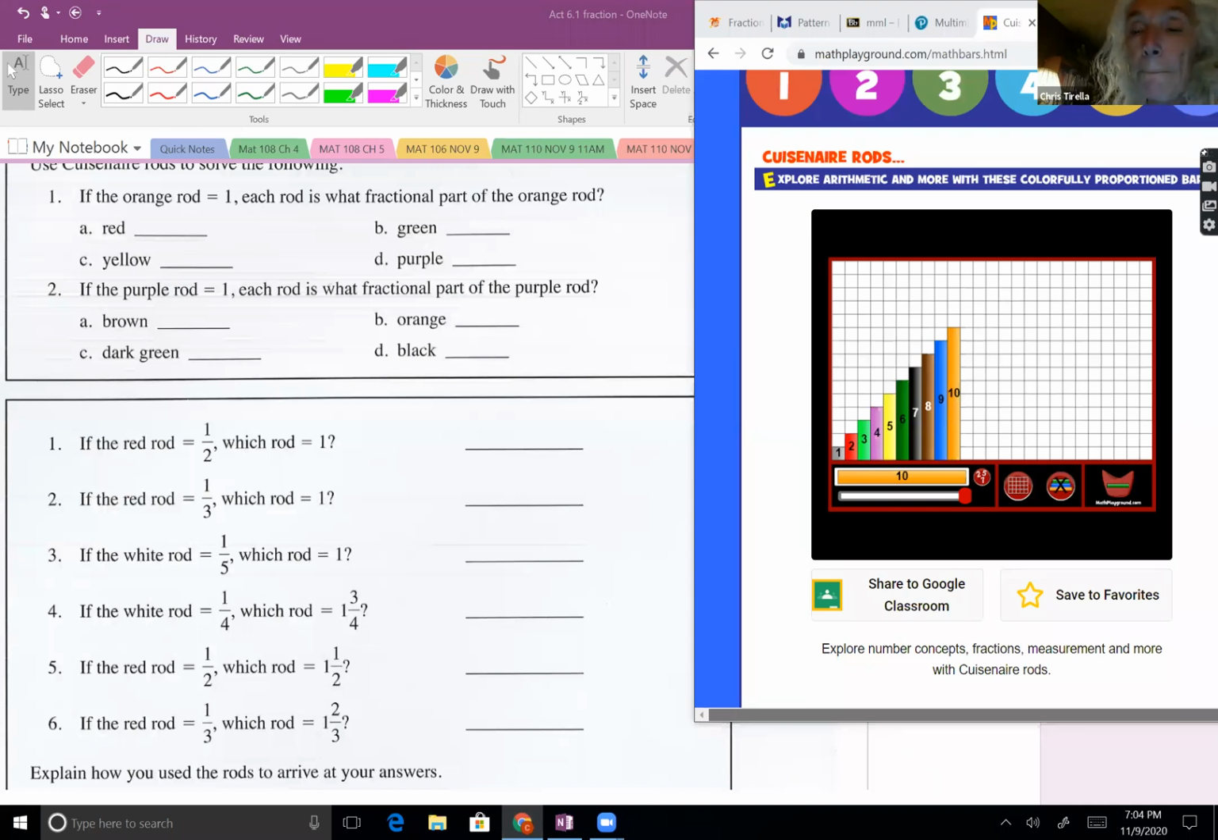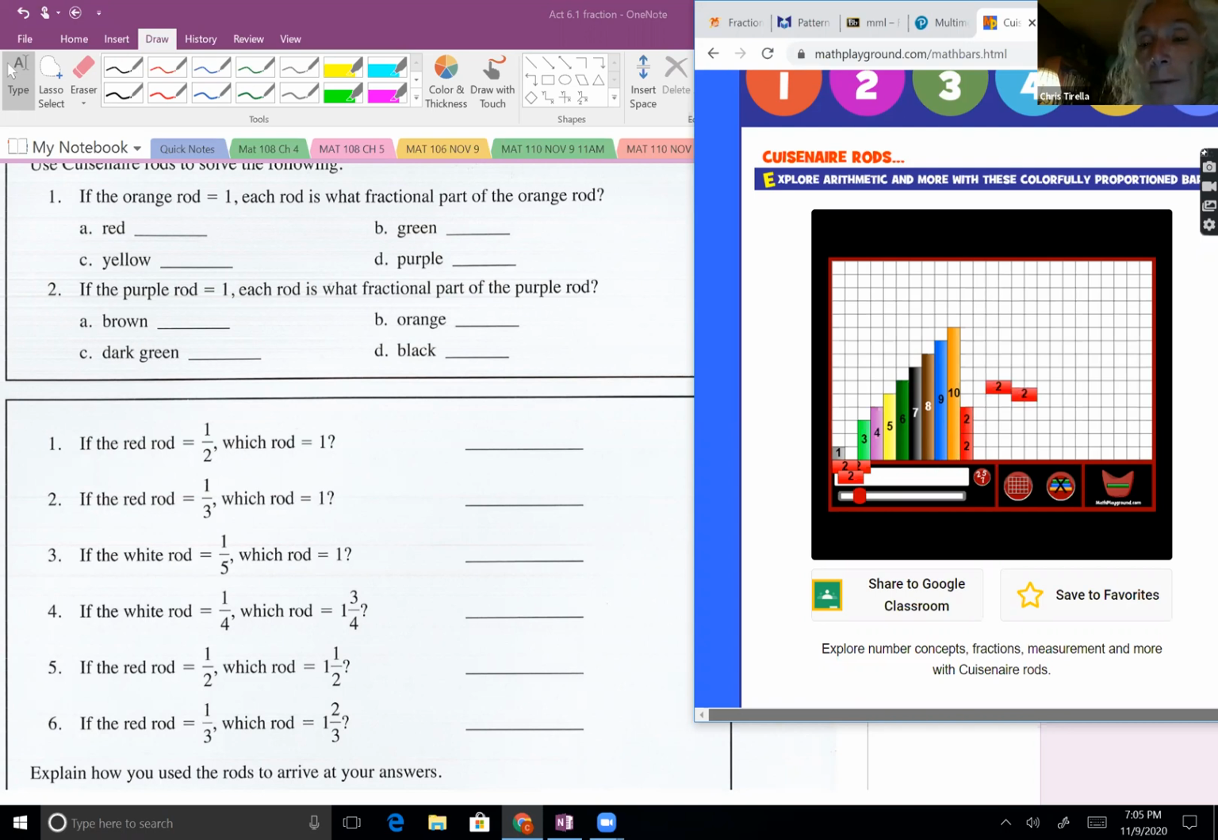So if the orange represents the number 1, what fraction would the red represent? And why? How many reds?